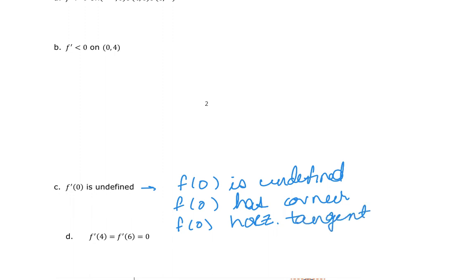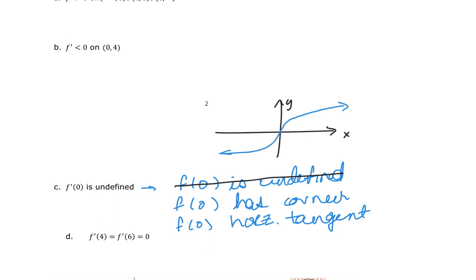But because this is a continuous function, we can eliminate that it's undefined. So if it's not undefined, that means it has a corner or it has a horizontal tangent. So the easiest one to identify where f prime of 0 is undefined, here's y and here's x, would be the cube root. Because we know if we have the cube root that we have a vertical tangent. If we were to zoom in right here at 0, we would have a vertical tangent. It is defined, it doesn't have a corner, and so that would be a graph that would satisfy that.